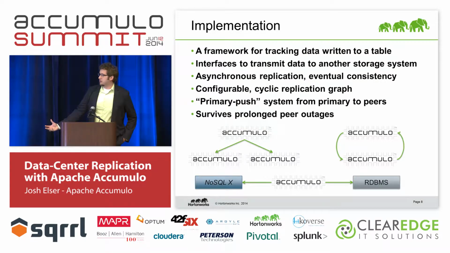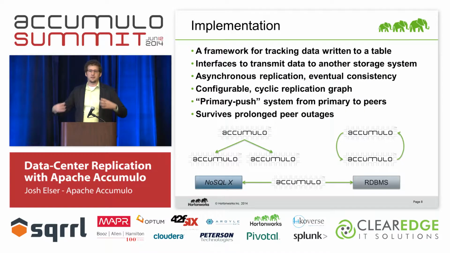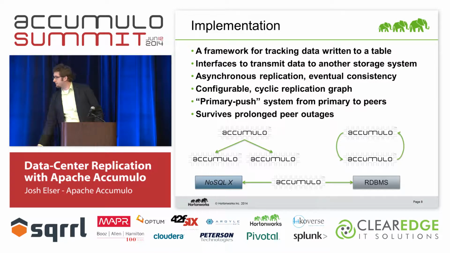The other design decision that was made was to take the data on the primary and push it out to the peers, as opposed to having each peer come and ask the primary for data. And the one real big goal is that we want it to be able to survive prolonged outages. So maybe your primary system is running, something happens, and you want to move to your peer, or your peer is offline for a while. We want the primary to fail gracefully, keep queuing up this data, and whenever that peer comes back and we can start sending it data again, we'll do so naturally. The only consequence is that we're going to have to wait for that replication queue to clear out.